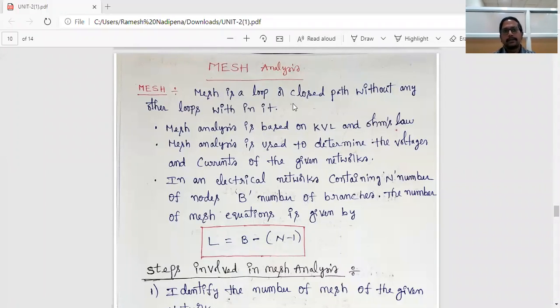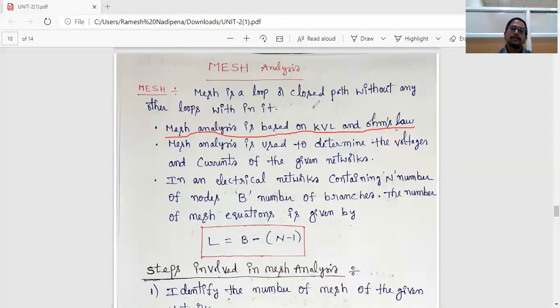Hi everyone. In this video, we are going to discuss mesh analysis. The main objective of mesh analysis is to determine the voltages and currents of the given network. That is the main objective. Mesh analysis is nothing but a combination of Kirchhoff's voltage law and Ohm's law. That means mesh analysis is based on KVL and Ohm's law.